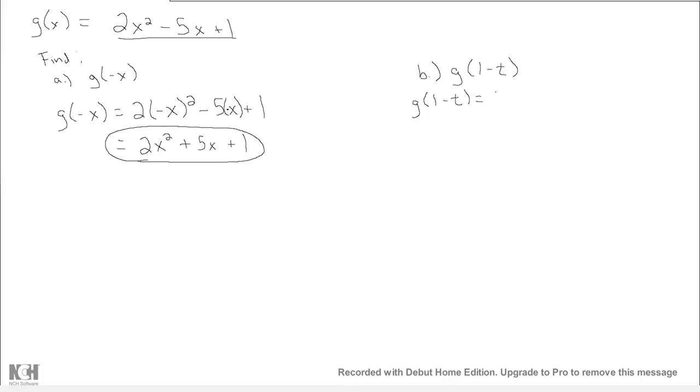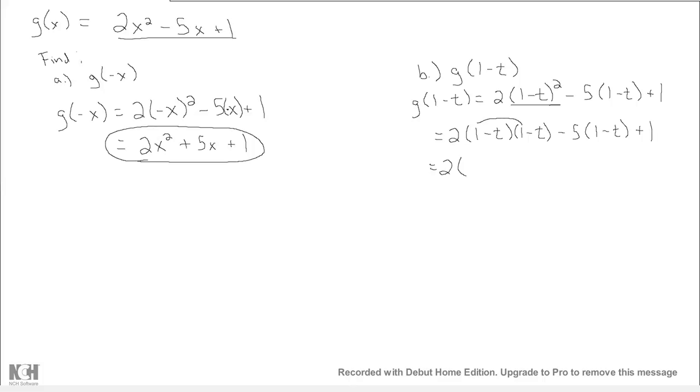I'm going to write out my original function, but everywhere there's an x, I'm going to put a 1 minus t. Now with this problem, there's a couple of extra steps. The first thing I've got to realize is that 1 minus t squared is 1 minus t times 1 minus t, which means I have to FOIL this out or distribute it, whatever method you're comfortable with. In this case, I'm going to FOIL.